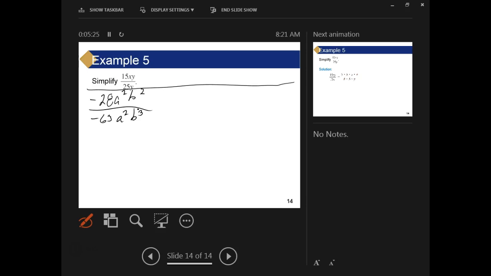What actually comes first, in my mind, is the sign, which you don't have to do yet, but I like to take care of signs first. They're out there in front, so let's take care of them. What's going to be your answer? Positive. So we're going to leave off the signs altogether, because negative divided by negative is positive. So now we move straight to this.